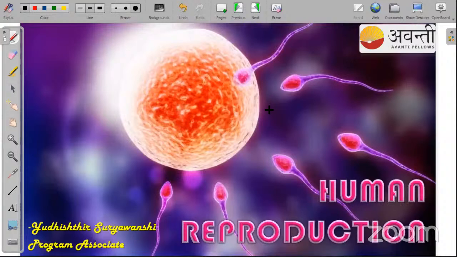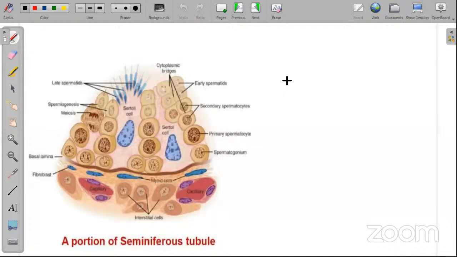Yes, this is one of the diagrams you can see. Here you can see the complete development of sperm, with the different types of cells shown diagrammatically: spermatogonium, primary spermatocyte, secondary spermatocyte, spermatid. You can see in this picture where meiosis happens. And this is the spermatid, late spermatid, and other stages.